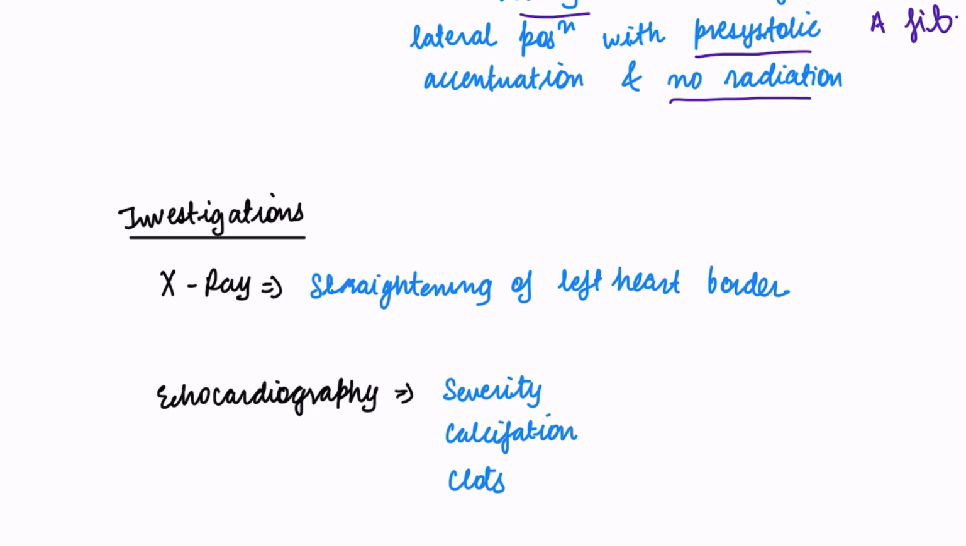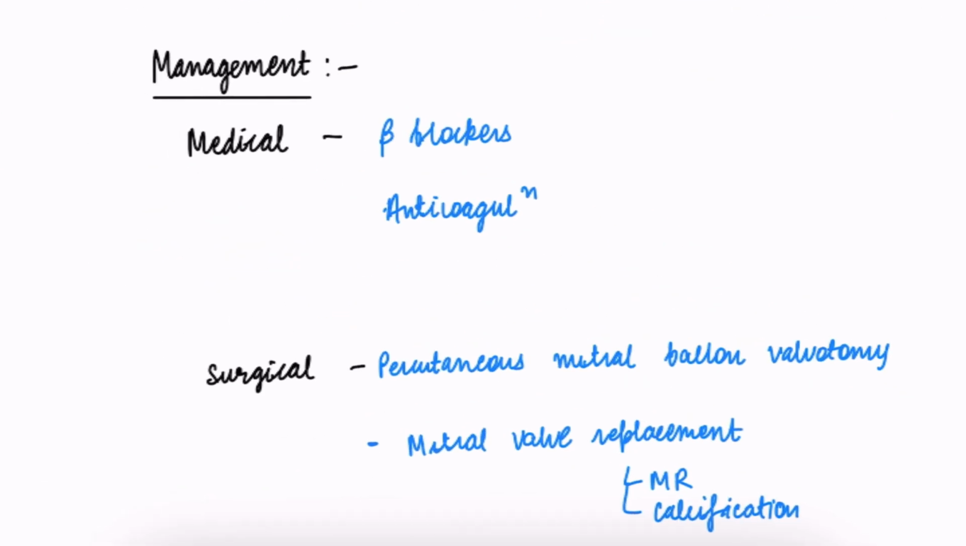Now, coming to investigations, when you do a chest X-ray, you will get the straightening of the left heart border, and on echocardiography, you can assess the severity. You can see if there is any calcification or clots. Now, finally, the management of mitral stenosis. We can have medical management or surgical management.